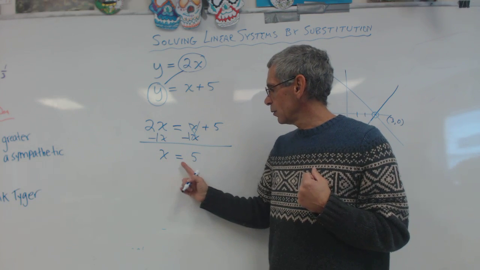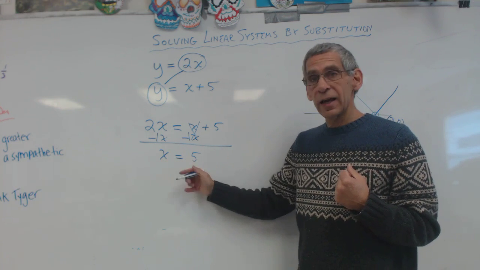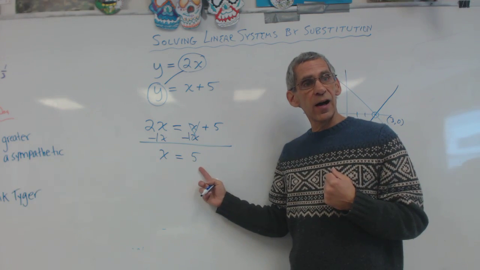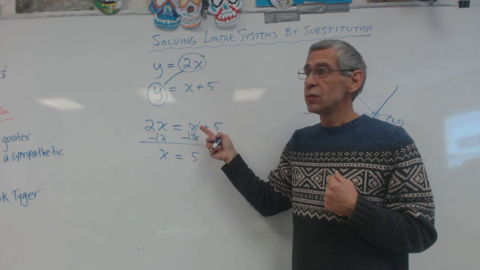So now I have x is equal to 5. What happened to the y's? Now, to find the y's, all I have to do is substitute my 5 in the place of x in either of these two equations.